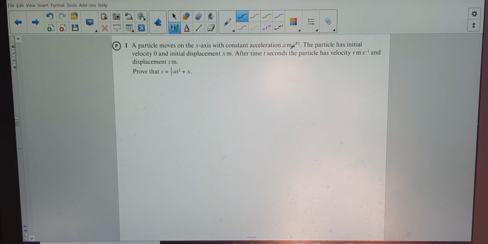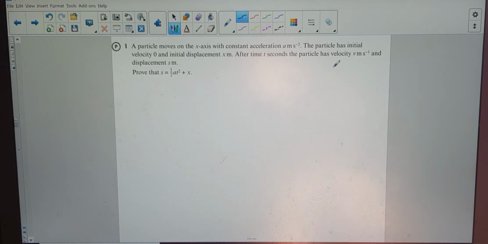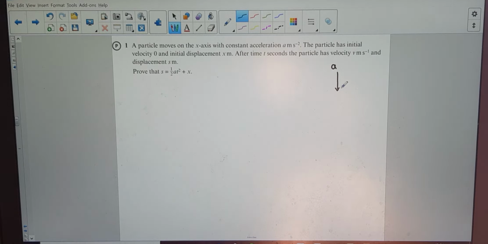Well, if I think about it, what am I trying to do? I'm trying to express displacement s in terms of a and t, and in this case x. I'm thinking to myself, how do I get between these things? Well, if I have acceleration and I integrate it with respect to time, it will give me the velocity. If I integrate the velocity with respect to time, it will give me the displacement.